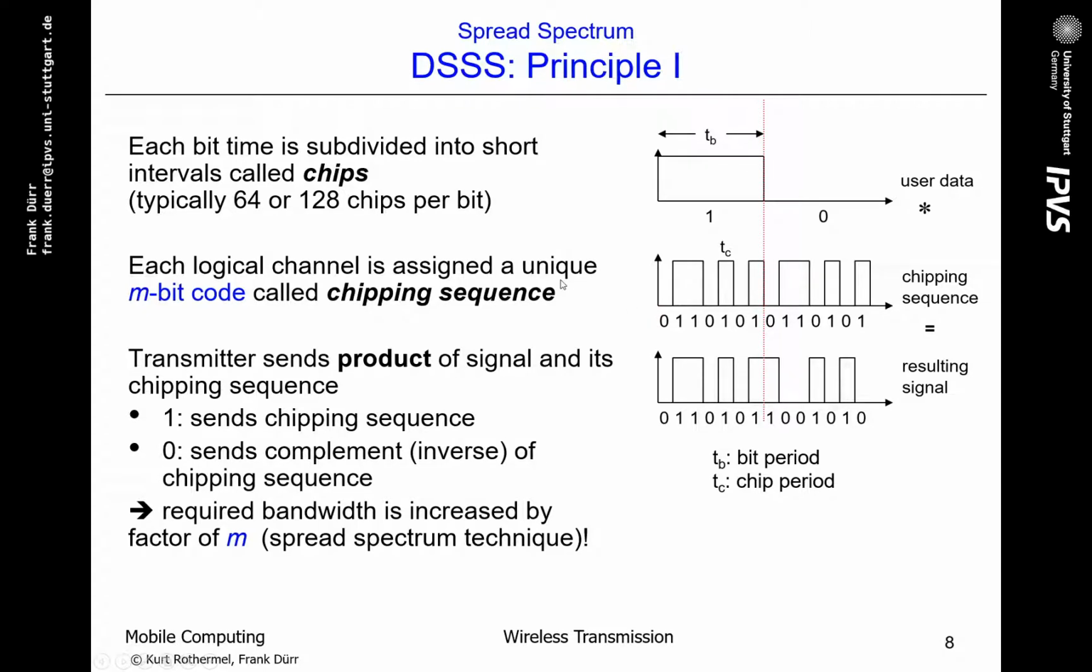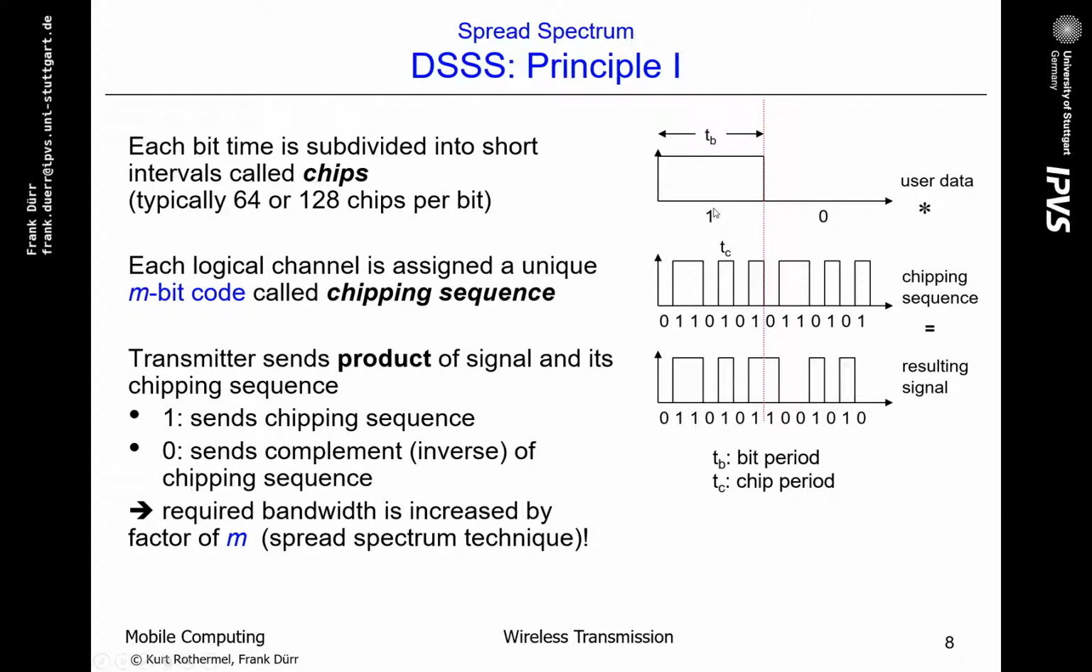So chips are different from bits. Bits is actually the data that the sender wants to send. So this is, you could say, the low bandwidth signal that the sender wants to send. This is the bit sequence. So here we want to send a 1 bit, and then we want to send a 0 bit. So this is the user data, the low bandwidth signal that the sender actually wants to send.